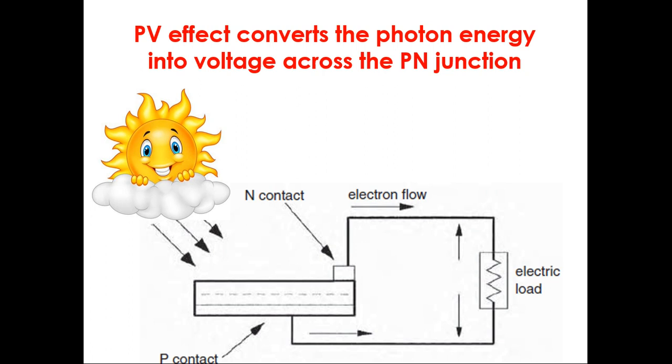So when the light falls on the PV material, we get the external current flow to the electric load, and hence the PV effect converts the photon energy into the voltage across the junction known as the PN junction. So ultimately it combines.